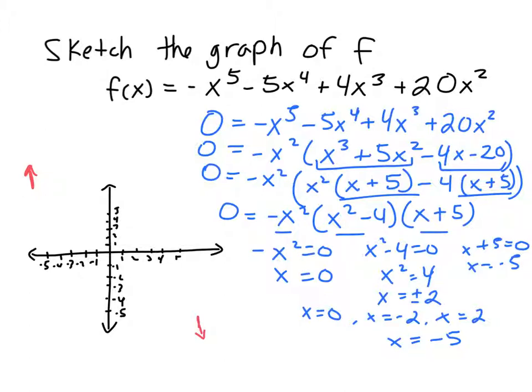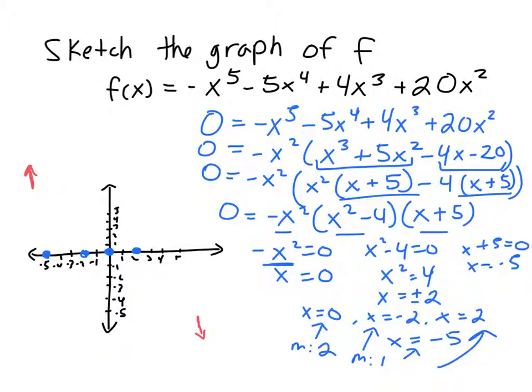I'm going to plot each of those here on my graph. So I have one at negative 5, one at negative 2, one at 0, and one at positive 2. Now let's talk about the multiplicity of each of these zeros. This one has a multiplicity of 2, because here you see I could have written that as x times x. This one here has a multiplicity of 1. Actually, all of the rest have a multiplicity of 1. They only show up once.